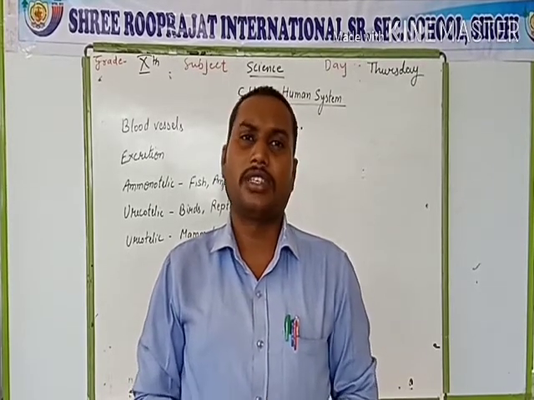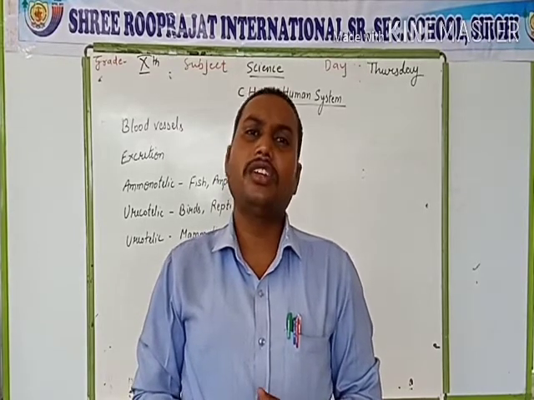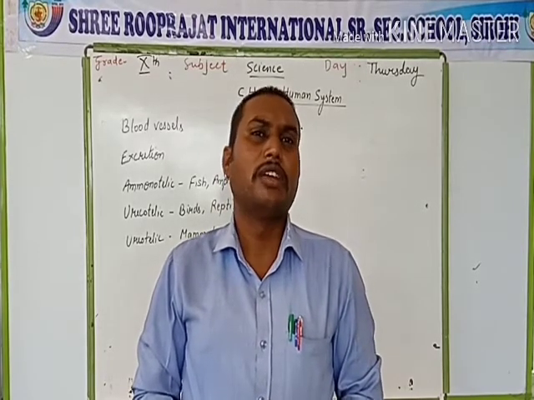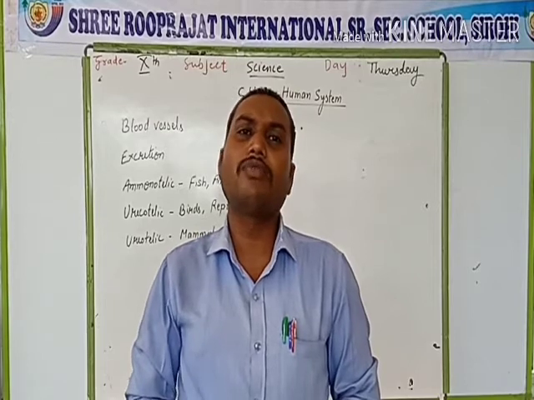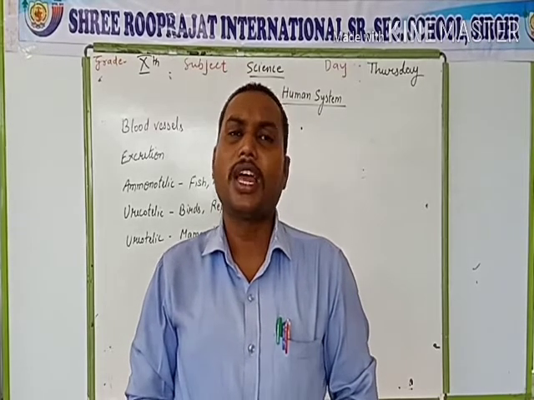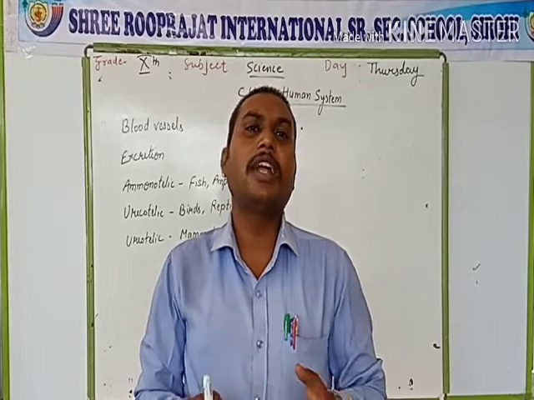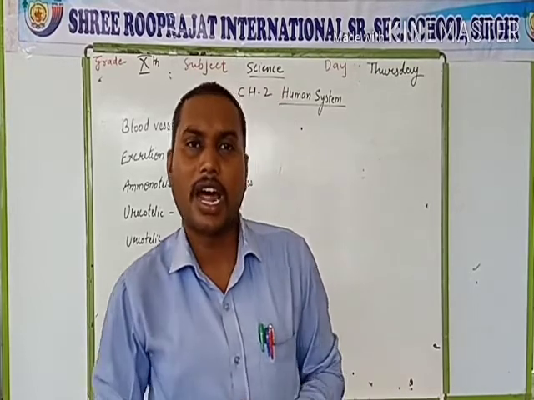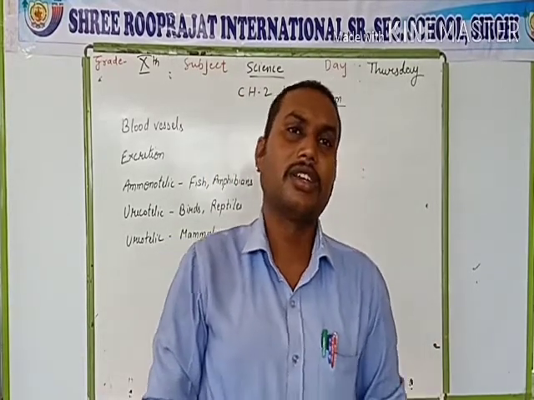Now the blood vessels. The tube-like structures found in our body which are responsible for transferring the blood to all parts of the body are known as blood vessels. These blood vessels are of three types: arteries, veins and capillaries.